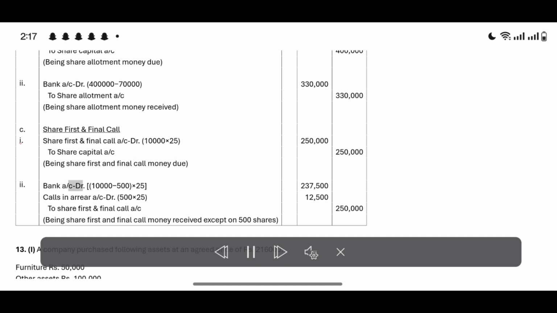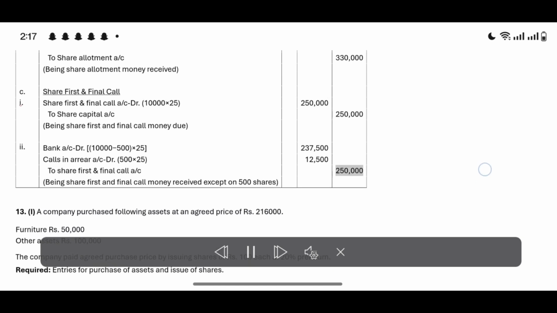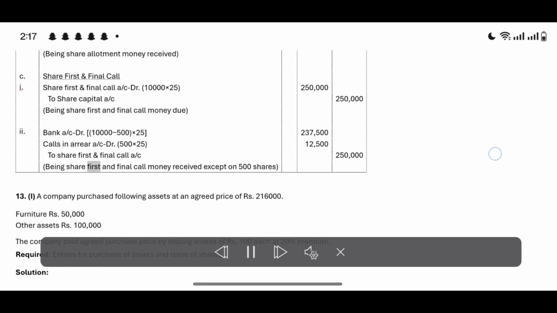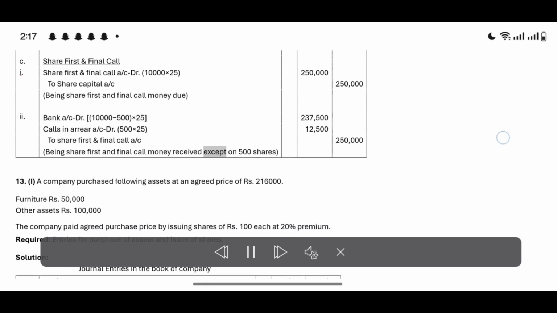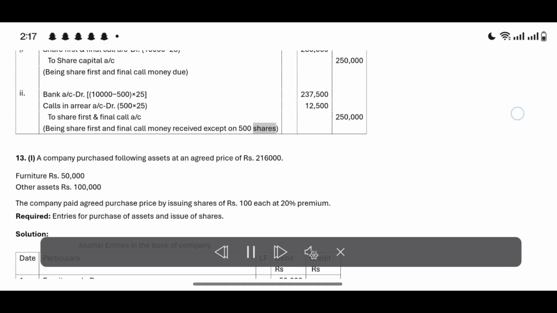Bank A/C Dr. 10,000 minus 500 times 25, 237,500. Calls in arrear A/C Dr. 500 times 25, 12,500. To share first and final call A/C, 250,000. Being share first and final call money received except on 500 shares.